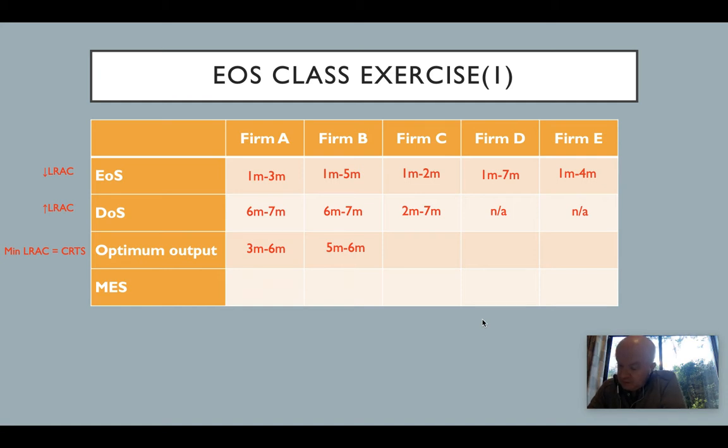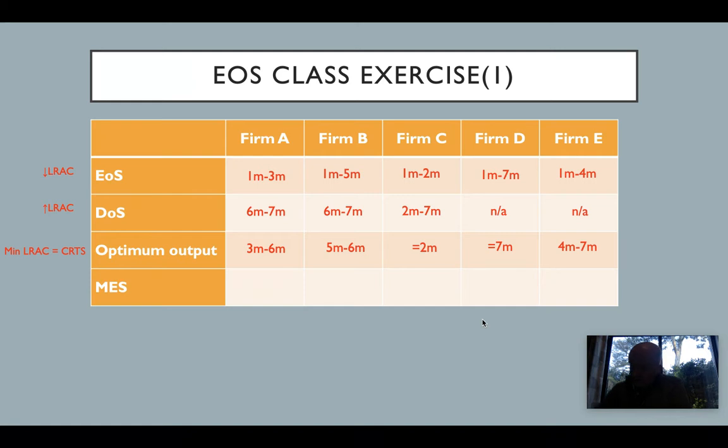For Firm B, where our lowest long run average cost is £10, that's happening between 5 and 6 million units of production. The minimum long run average cost for Firm C is at 2 million, where we've got a long run average cost down to 14. For Firm D, the minimum long run average cost is at 7 million, because for each of the previous units we've managed to reduce the long run average cost. And for Firm E, that's 4 million through to 7 million. So from 14 at 4 million all the way through to 14 at 7 million.